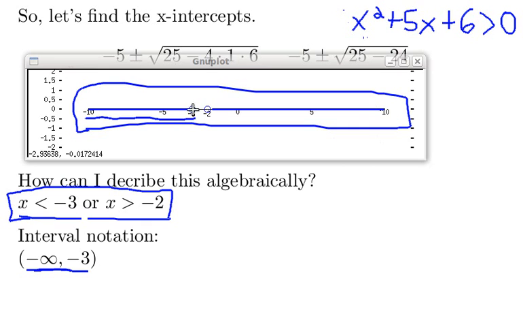If this had been a solid circle, so this is just changing the problem. If this were a solid circle, which would mean this would be a less than or equal to, and this would be a greater than or equal to, then we would change this parentheses to a bracket.